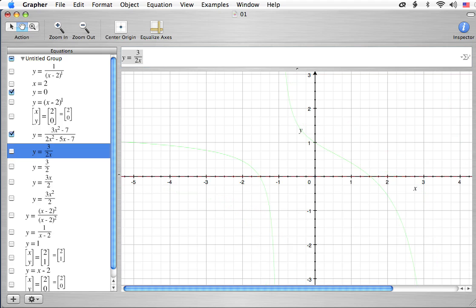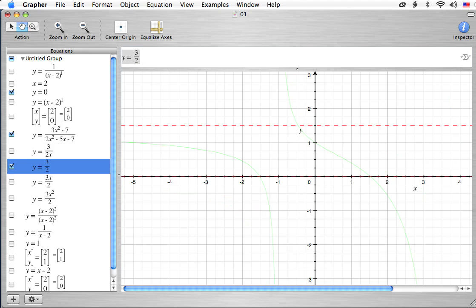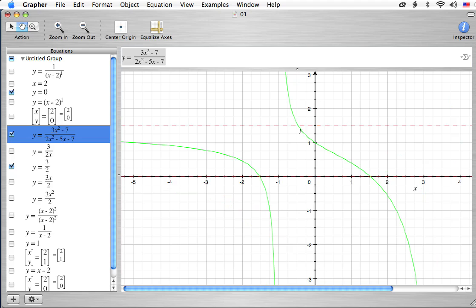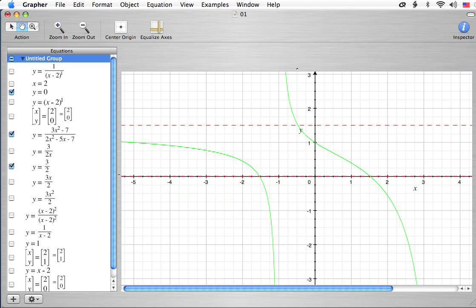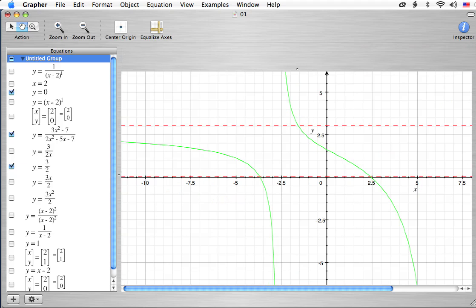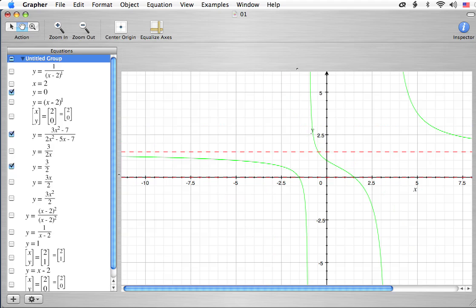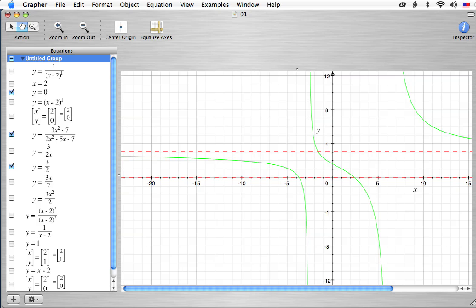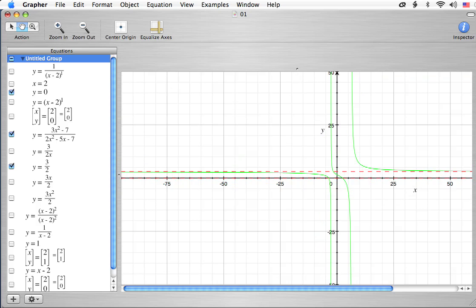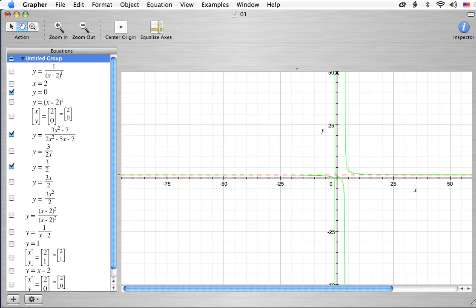So let me turn this one off and turn this one on. This is now our new asymptote, and what we're going to see is that this graph will start to approach it. We can see it approaching here. We can't even see the other branch over here, but as I zoom out, you're going to start to see it. There it is coming in and beginning to approach the dashed line. And as I zoom out further and further, you're going to see the green line and the red dashed lines merging.